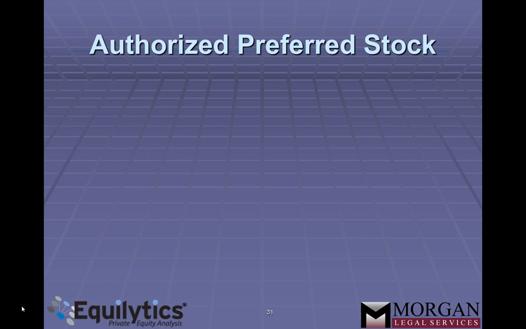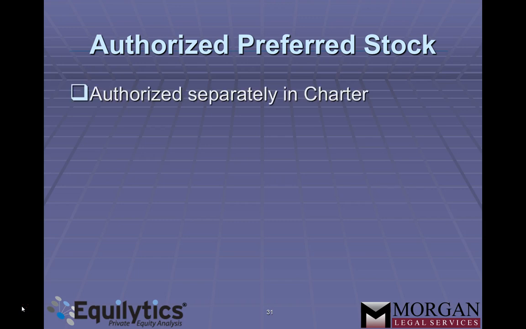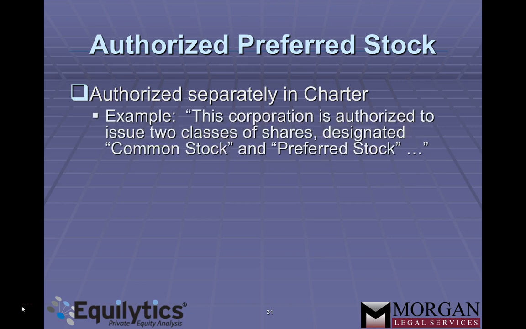Okay, now let's look at preferred. We want to add preferred stock to this authorization. How do we do it? First of all, it's going to be authorized separately in the charter. In other words, each class has to be separately stated, separately authorized. So, by example, this corporation is authorized to issue two classes of shares designated common stock and preferred stock.